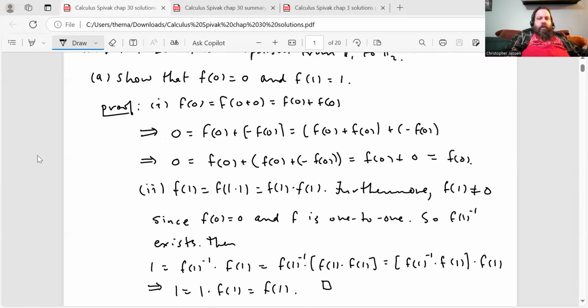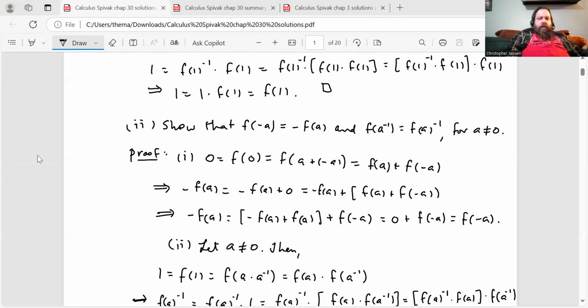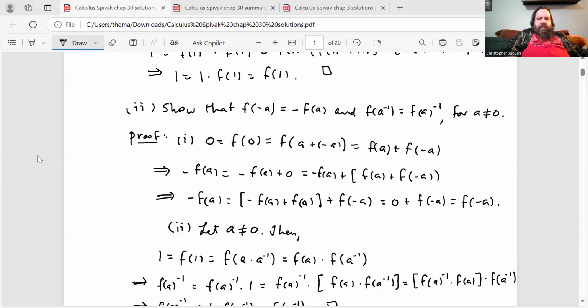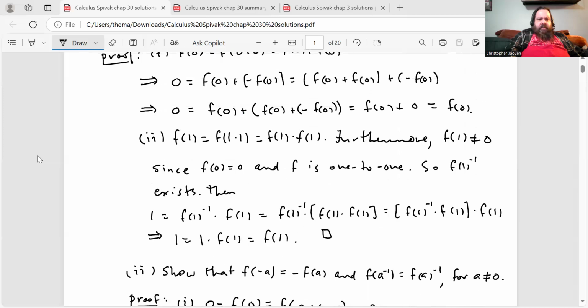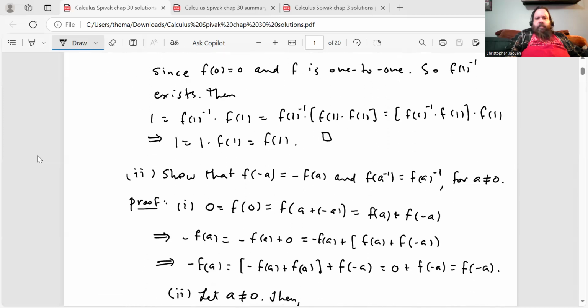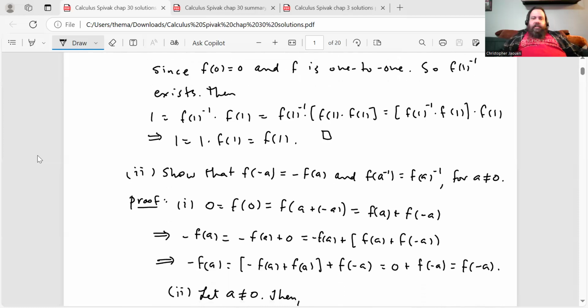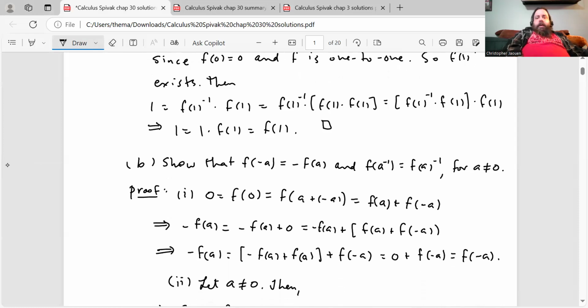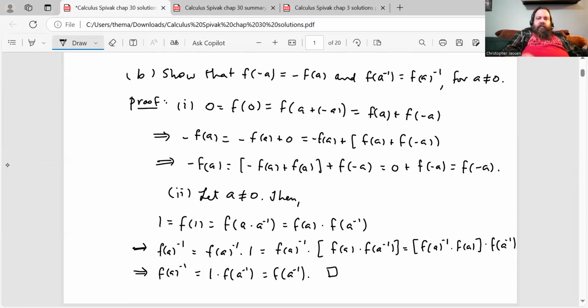And that's part A. And then part B says this. I shouldn't have, this should have been a part B, not 2. Let me just fix this in the notes. Okay, so part B says show that f of minus a equals minus f of a, and f of a inverse equals f of a inverse for a not 0. So let's do the first part.